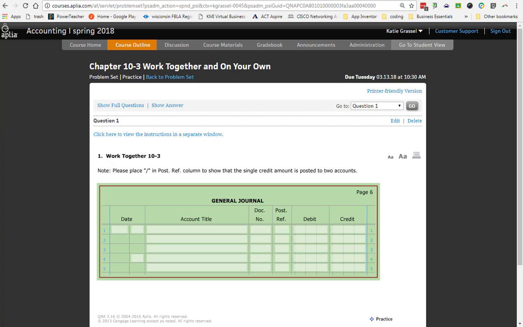So the jeans were $40, the sales tax was $5, the total cash received back by the customer would be $45. So we have to go through and list those in the correct order, because Aplia will mark it wrong if you have your accounts in the wrong order. So we're going to have to go through and list our debit first.